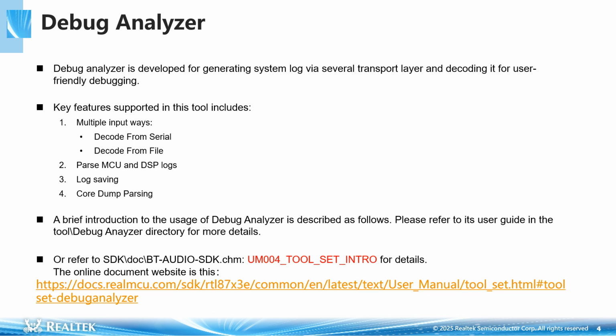A brief introduction to the usage of the Debug Analyzer is provided here. For more detailed information, please refer to the user guide located in the Debug Analyzer directory within the tool folder. Alternatively, you may consult the documentation available in the SDK directory, under Doc, in the file named btaudioSDK.chm, specifically, refer to the section titled UM004 Tool Set Intro for further details. The online document website is shown in the figure.